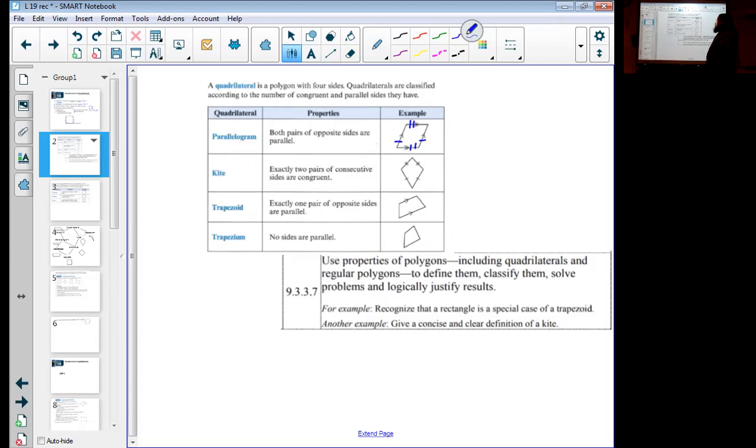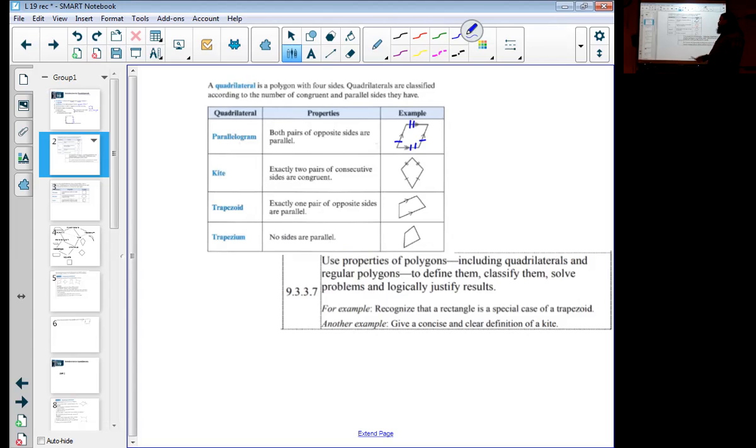A kite has 2 pairs of consecutive sides that are congruent, and this is one that we'll have to talk about a little bit later. And a trapezoid is 1 pair of opposite sides are parallel. We're going to need to talk about that later. A trapezium is that no sides are parallel. So a trapezium is kind of the opposite of a trapezoid.